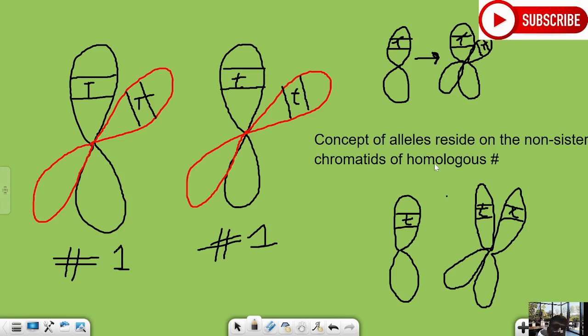Okay, so if we talk about alleles, we know that it is the alternative form of the gene. So here, the concept of allele will reside in the non-sister chromatids. These two are the sister chromatids, these are the non-sister chromatids. So the concept of allele resides on the non-sister chromatids of a homologous chromosome. It should be homologous. So this is an allele. Okay.